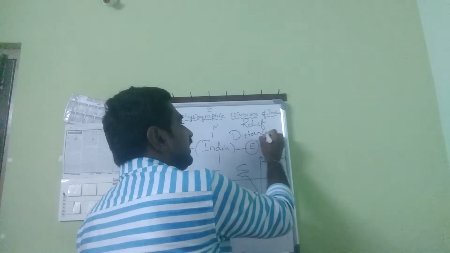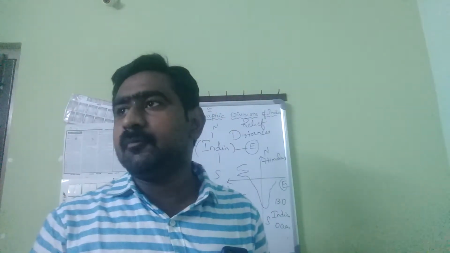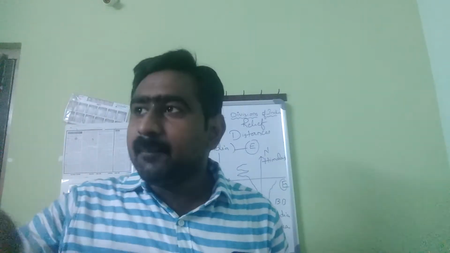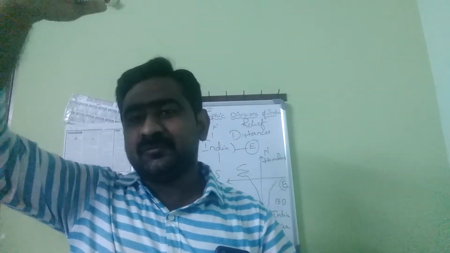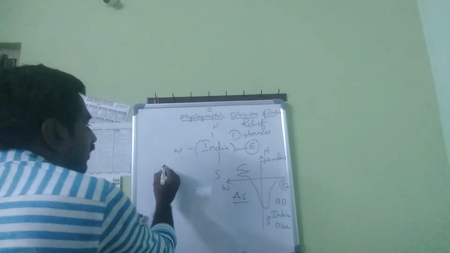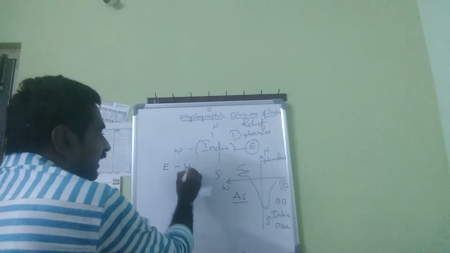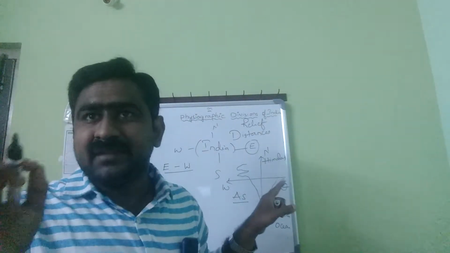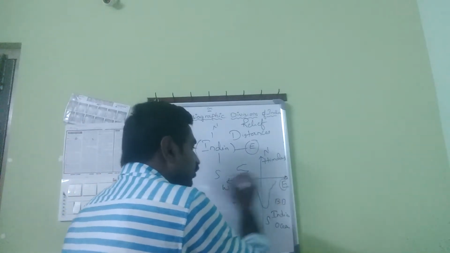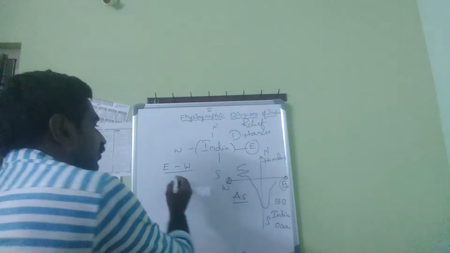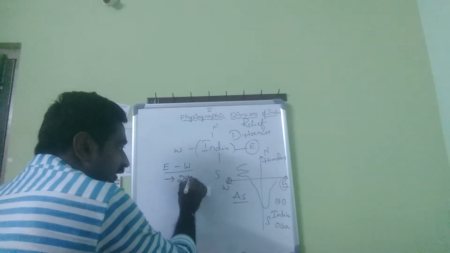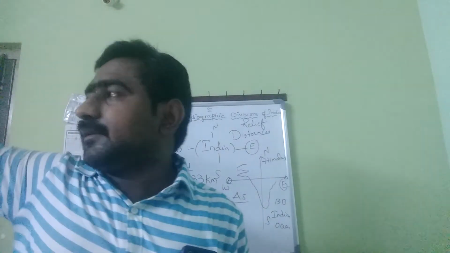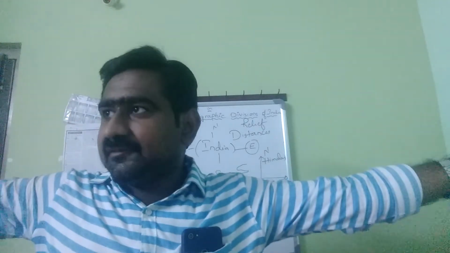Calculating the distances. The first topic I already told you about the boundaries. Just now I completed the east, west, north, south boundaries. And coming to the second topic, we have to know the distances. For example, on an average the distance between East India to Western India is, the minimum, the average distance is 2933 kilometer.